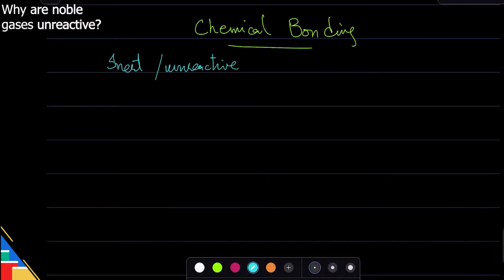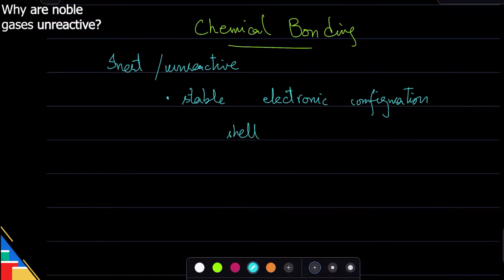Now, it's important to know why would anything be unreactive? There are two things that they all have. One, they have stable electronic configuration. What that means is that they are energetically, kinetically stable, which means their shell has a 0, or it's empty, or it has 8, which is called octet, or it is full. So if that is the case, an atom will not bond.